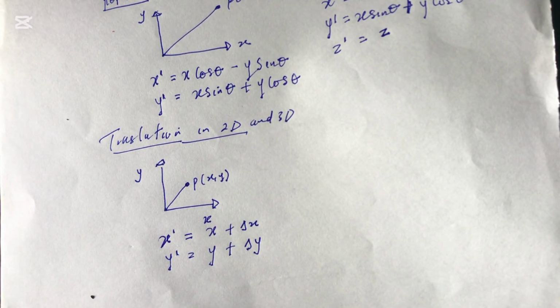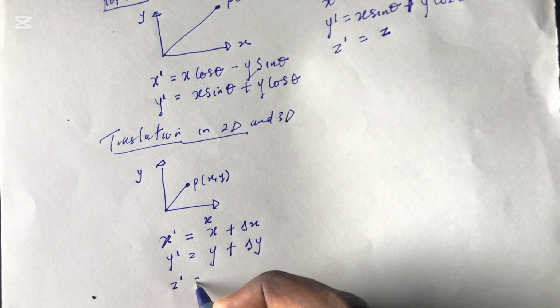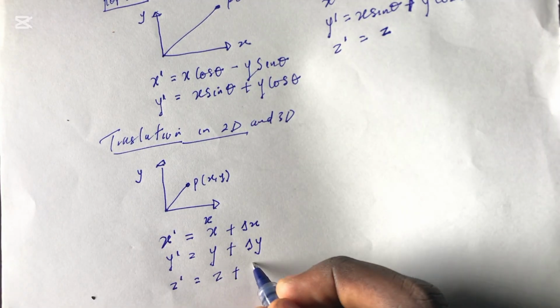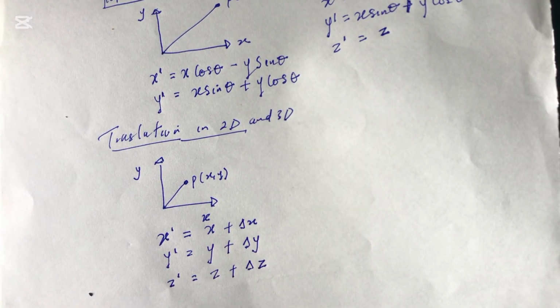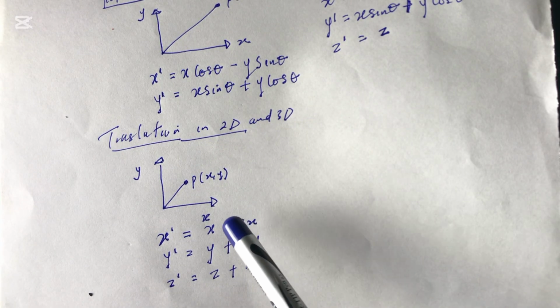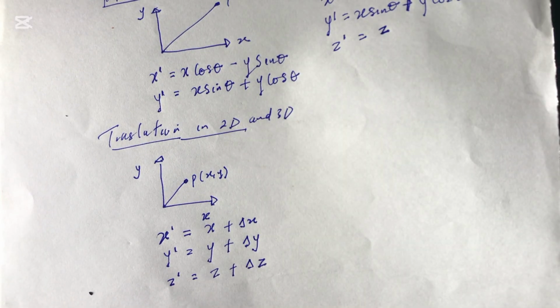Now for three dimension, you say z prime will be z plus a change in z, since we're talking about translation in two dimension, three dimension. So if we have x, y, and z, we're going to use the change in x, the change in y, and the change in z.